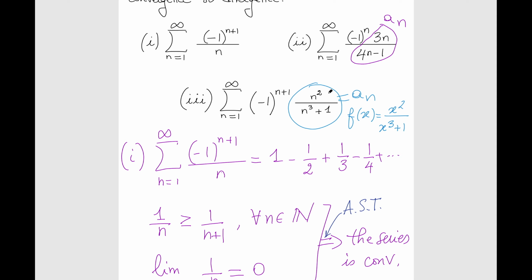And as such, the two conditions of the alternating series test are going to be verified, and hence you get that the full series is going to be convergent. Okay, so the series in part 3 is a convergent series. Very good.